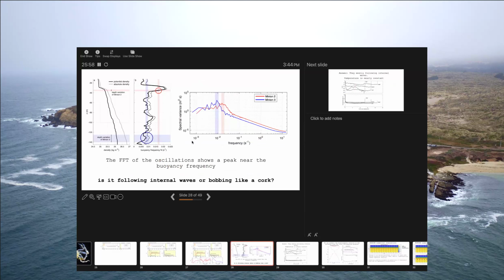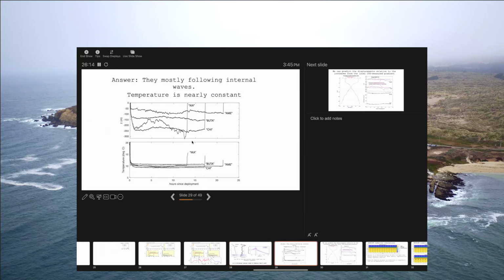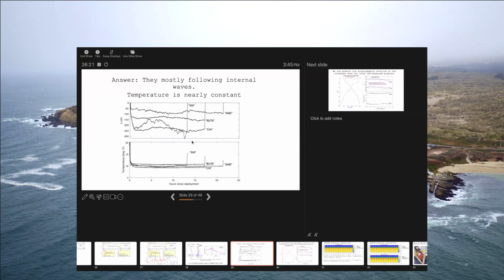This was Minion 2 and 3. These were literally the second and the third Minions that we deployed. And we were like, man, I wonder if this is just, as you learn in physical oceanography 101, a cork bobbing up and down at an interface. Is that what's actually happening? And I think the answer is no. They actually mostly follow internal waves, and there's a lot of internal wave energy at the buoyancy frequency.